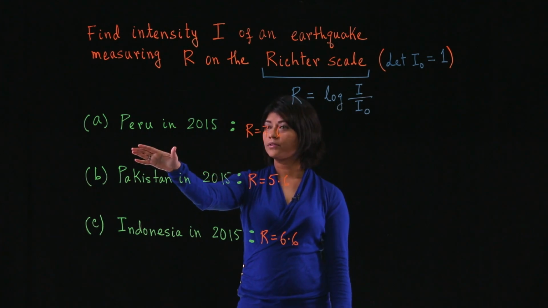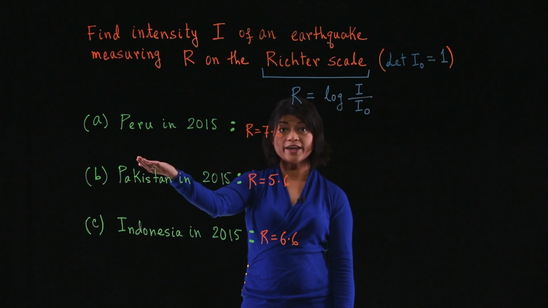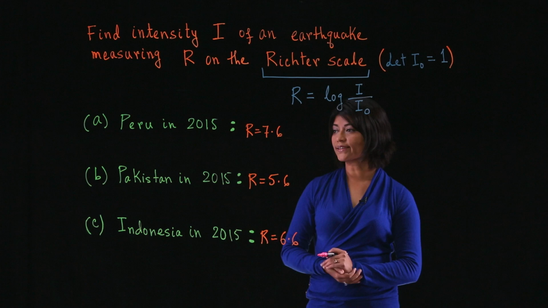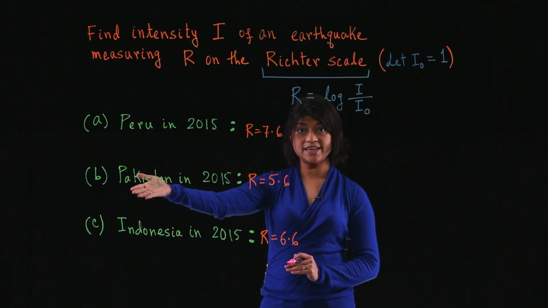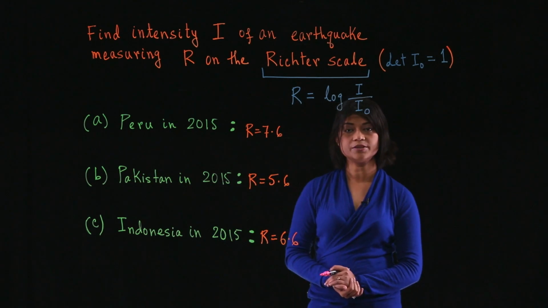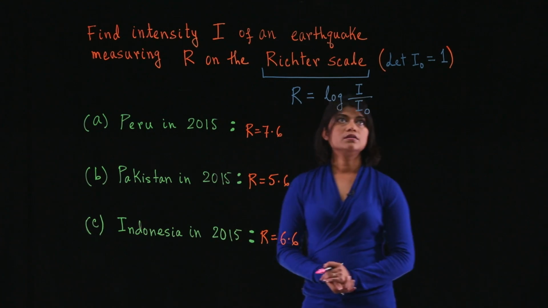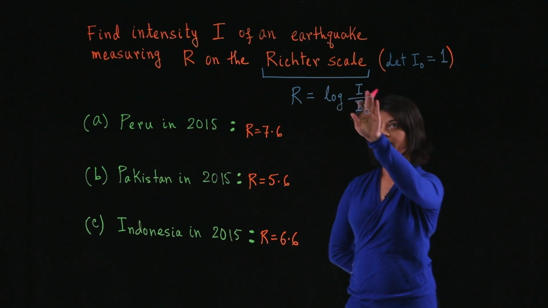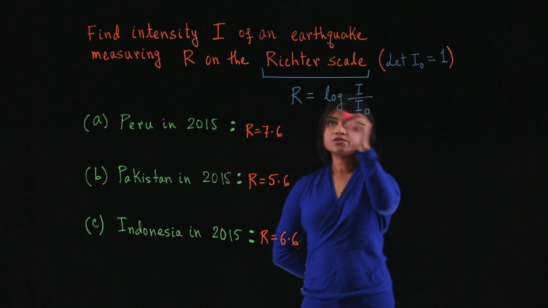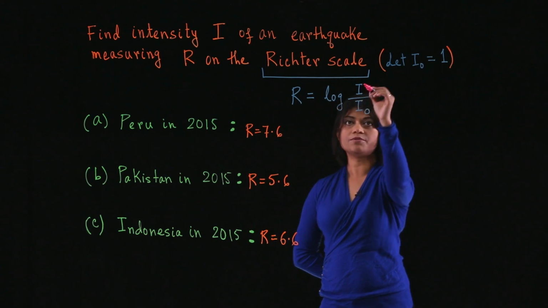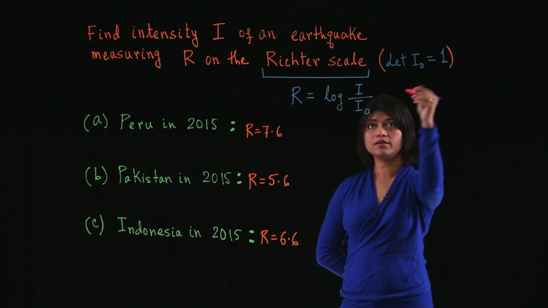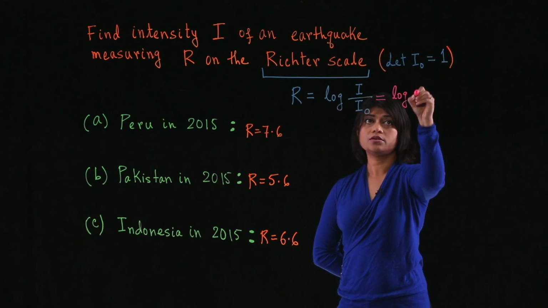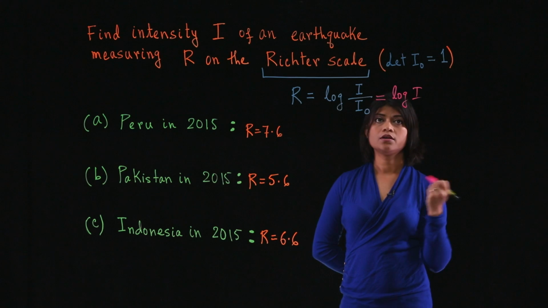The first one is to find the intensity of the earthquake in Peru in 2015, where R is given to be 7.6. Next, we have to find the same for Pakistan and for Indonesia. So let's plug in everything that's given to us in this original equation. R is equal to logarithm of I over I0, but I0 is 1, so you just get logarithm of I.